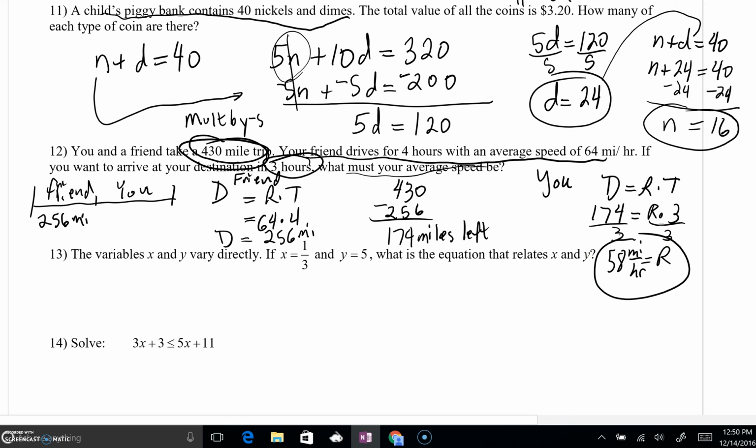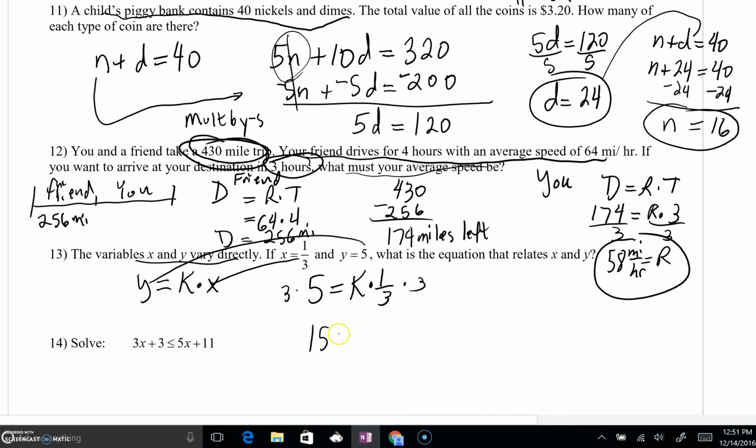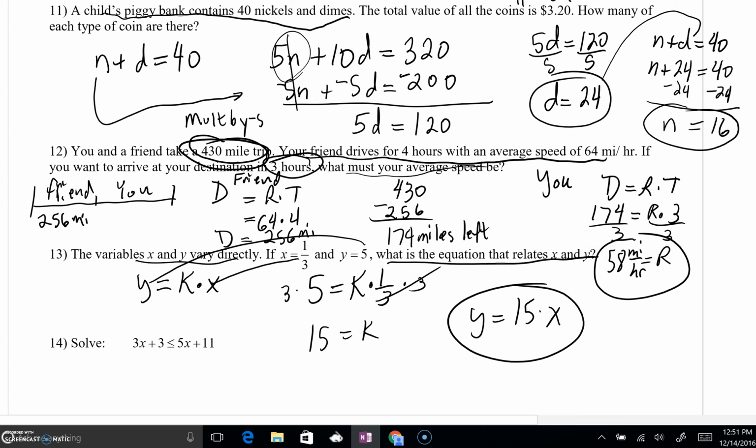For 13, what you're going to see is x and y varying very directly. That means y is equal to k times x. X is going to be 1/3, and y is going to equal 5. Now, as soon as you see this, I hope you think of getting rid of a fraction. We can multiply both sides by 3 right here. 3 times 5 is 15, and that's your k value. So y is equal to k times x, 15 times x. That's what the equation is that relates x and y.